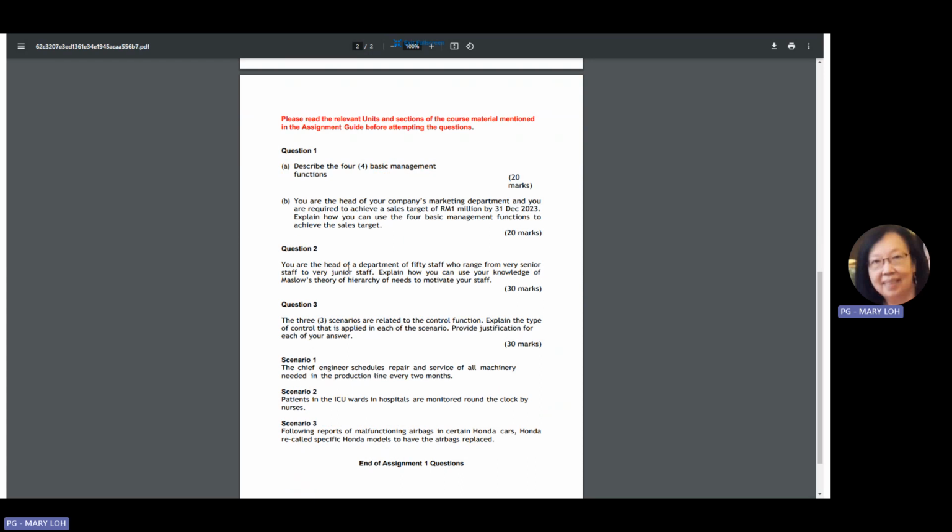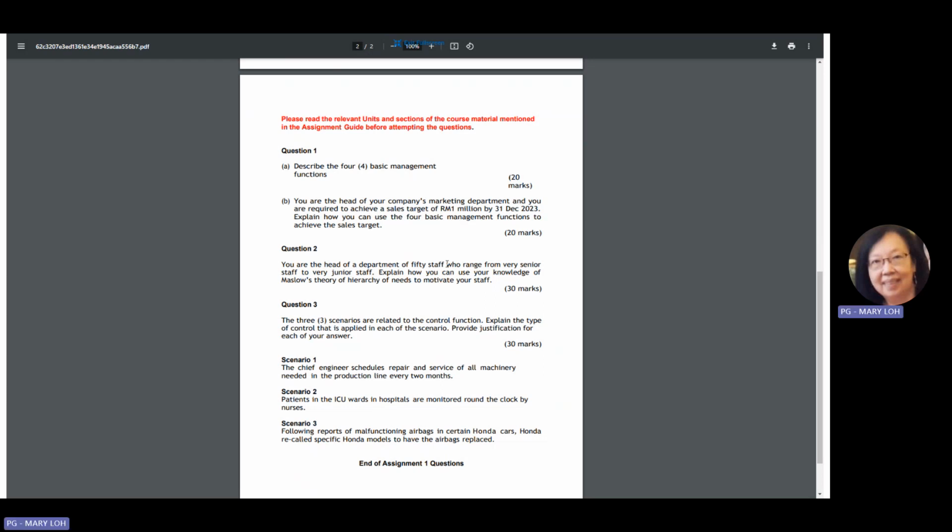In question 2, you are the head of a department. It didn't say what department, so you can assume if you have 50 staff, most likely it should be production department or operations department. Not likely that HR department will have 50 staff, right? Or even marketing department. Salespeople also won't be that many. So most likely you can safely assume that you are the production manager. You have 50 staff reporting to you because you have production operators, supervisors, technicians, engineers, right? So it can come up to 50 staff.